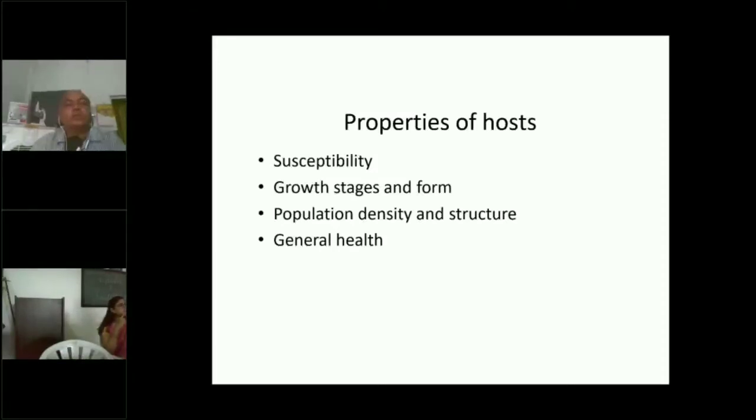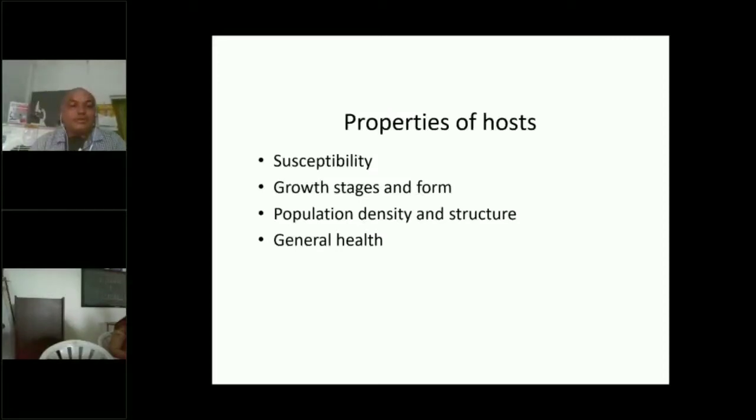Then growth stages and form. On the different growth stages of the host, their level of susceptibility is different. At the early stages, the plants are very vulnerable to infection by disease, and when they progress, they develop some phenolic compounds inside the plants, which help to protect them from the pathogen.